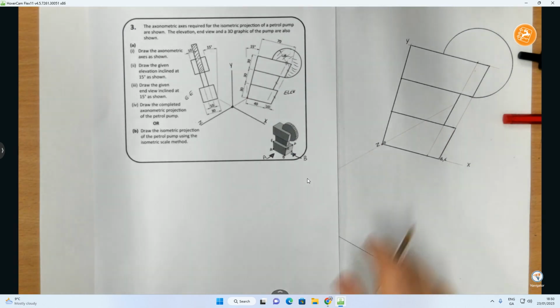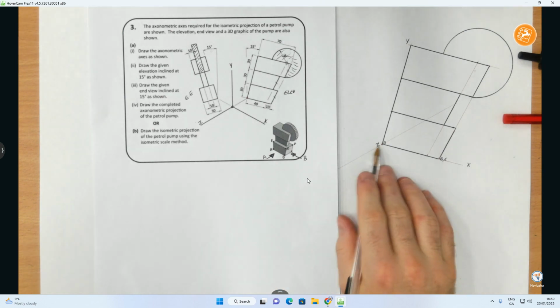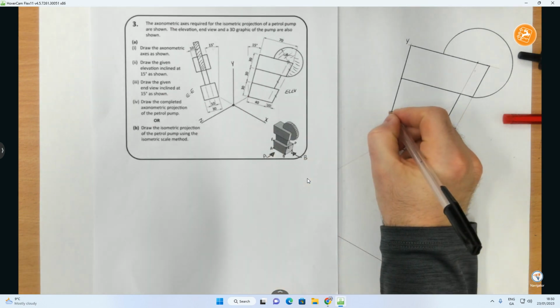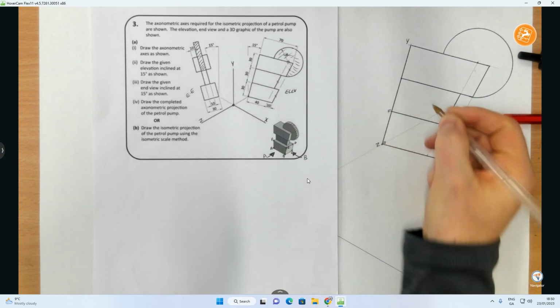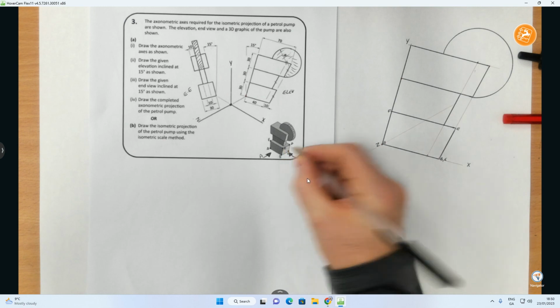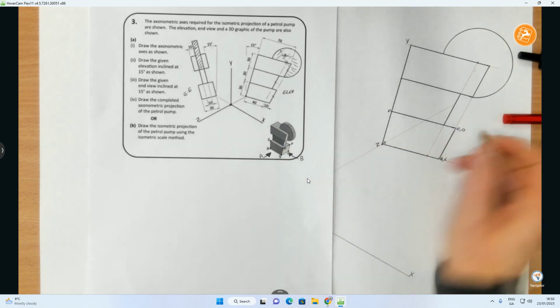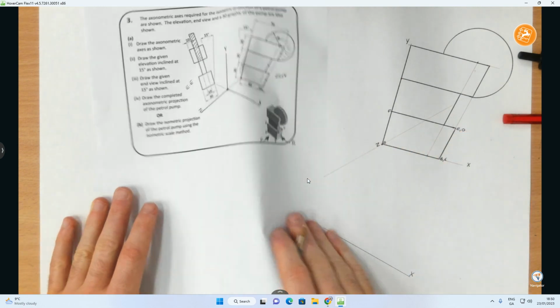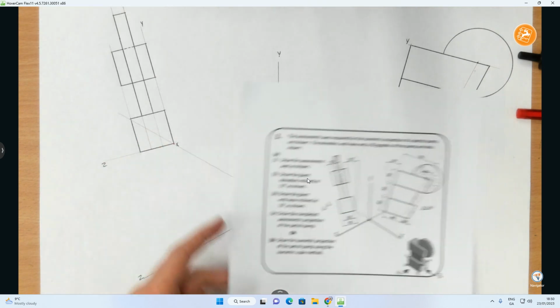Now, I want to find the next set of letters. Same principle. What's above A is F. Put it out here. Then what's above B is E. And same principle, behind E is D. Now, I found them in the elevation. I need to now find all those points over here.